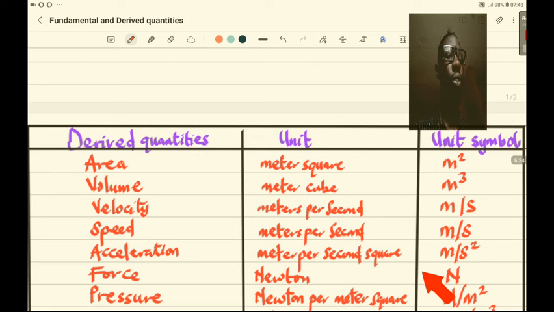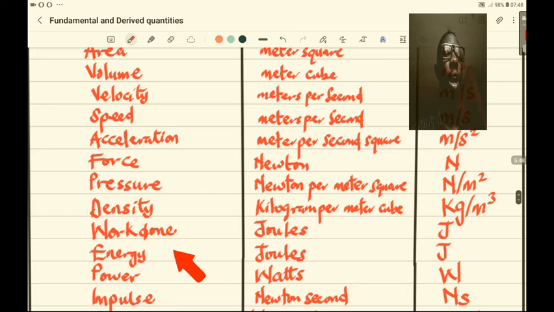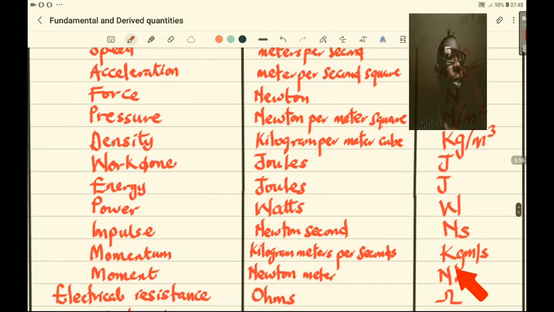For force, the unit is Newton. The unit for pressure is Newton per meter square. Density is kilogram per meter cube, as we have in the unit symbol there. Then joules is the unit for work done, and energy is also joules, so energy and work done have the same unit. We also have power, the unit for power is watts, symbol W. Impulse is Newton seconds with the symbol Ns. Momentum is kilogram meters per second. That is the unit for momentum.